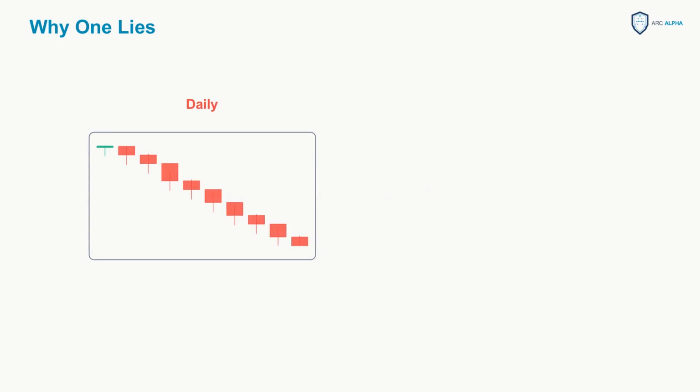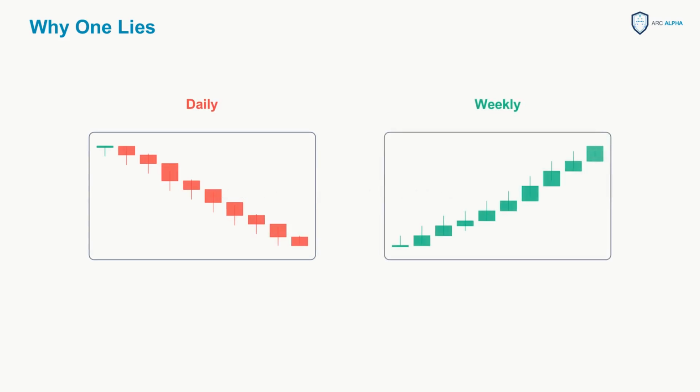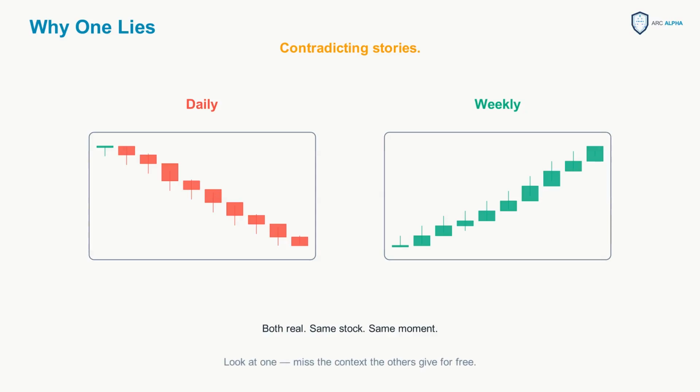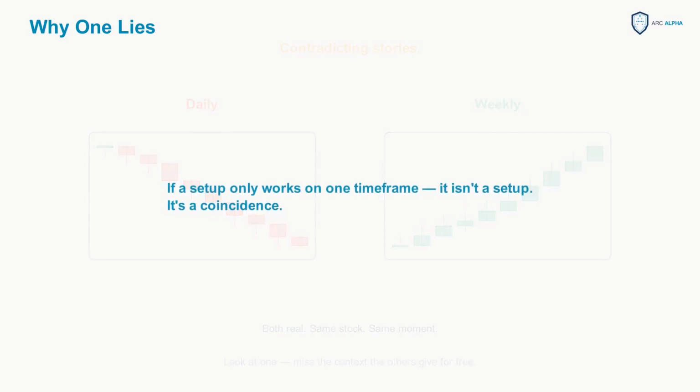A single time frame gives you a single point of view. On the daily, a stock can be in a clean downtrend. On the weekly, that same stock can be making higher highs. Both charts are real, both are pricing the same stock at the same moment. But the picture they paint contradicts itself. If you only look at one, you miss the context the others are giving you for free. Rule of thumb: if a setup only works on one time frame, it isn't a setup, it's a coincidence.